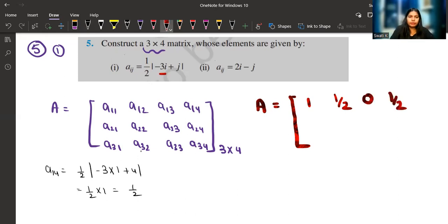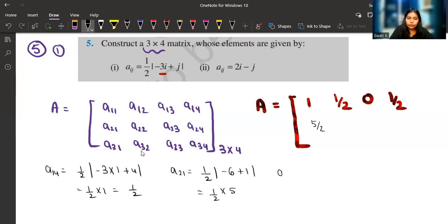Now we need to find out A21, right? That means i is 2 now, so half, minus 3 times 2, that is minus 6, j is 1. So this is always going to be minus 6 in the second row, okay? So this is half, modulus of minus 6 plus 1 is minus 5, but it is plus 5. So it is going to be 5 by 2.